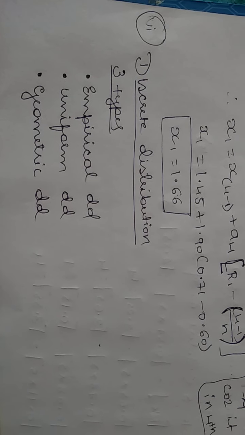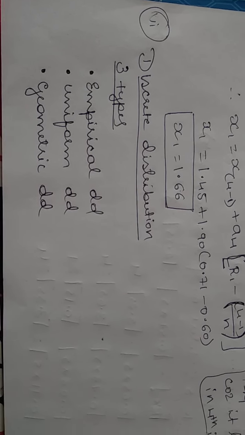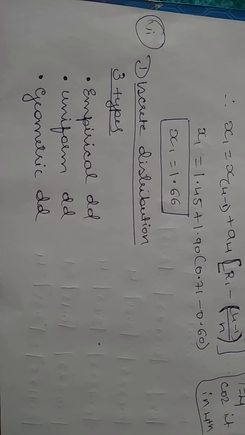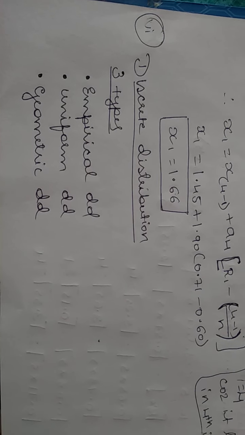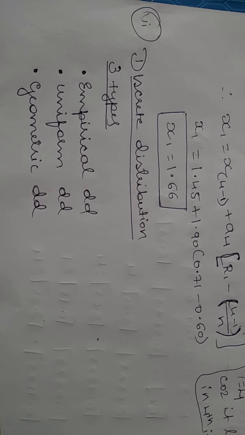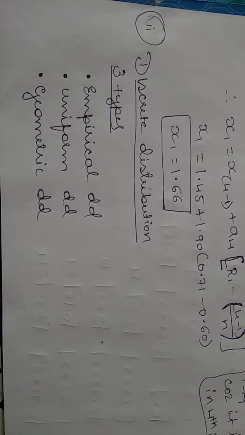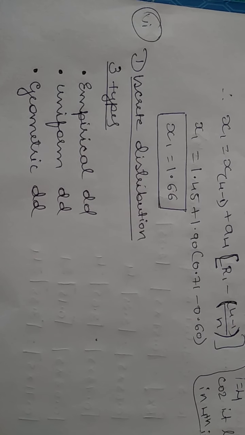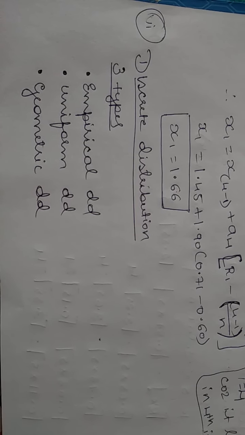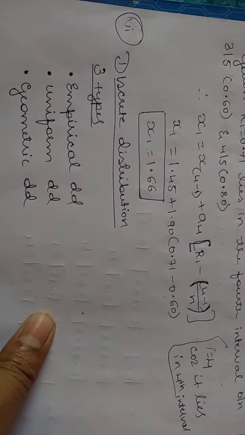Hello everyone, this is the last topic of this module, that is discrete distribution. Till now we have studied continuous distribution, and this is the discrete distribution. In this discrete distribution again we have three types, that is empirical discrete distribution, uniform discrete distribution and geometric discrete distribution. First we'll see the discrete uniform distribution.